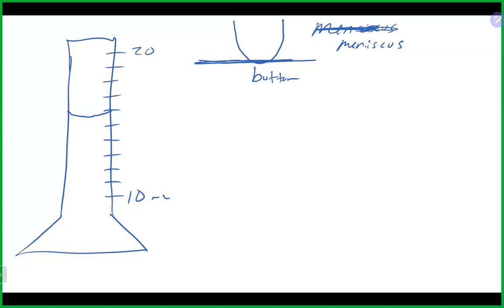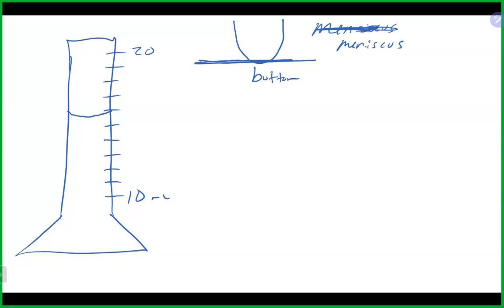Some cases it's easier to see that kind of curvature of the liquid. Other cases a little bit harder. If you have a bigger beaker with a bigger diameter, it's very hard to pick up the meniscus, which is why beakers are very terrible things to measure out volume. Something like a graduated cylinder has a smaller diameter of opening. It's a little bit easier to pick up the meniscus.